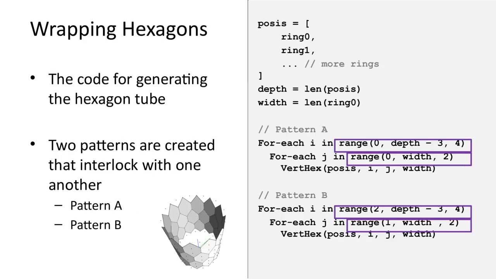Finally, here we can see the code that creates the tube. The code has 2 parts, for creating pattern A and pattern B. Each part consists of a pair of nested loops. Inside the inner loop, the function to create the hexagon is called. The key part of the code is the range functions.